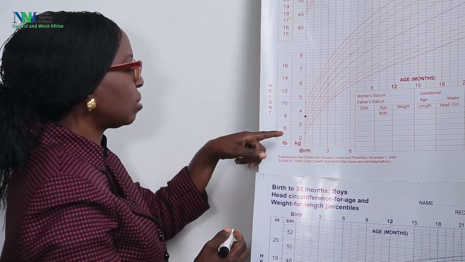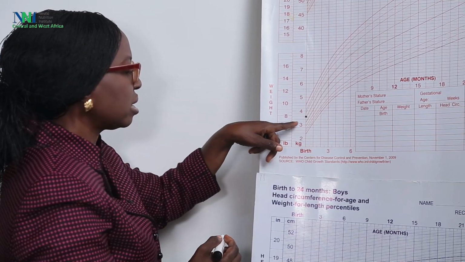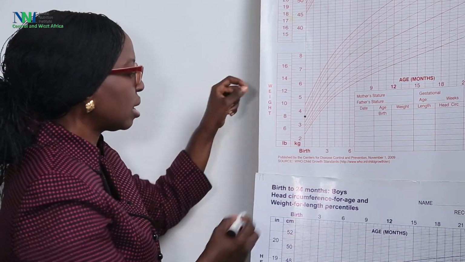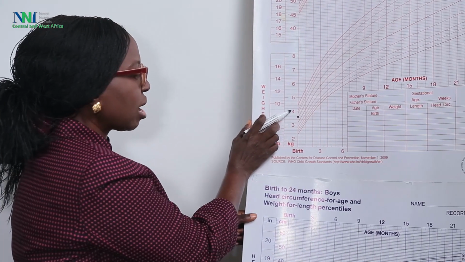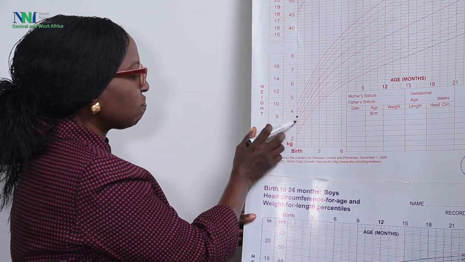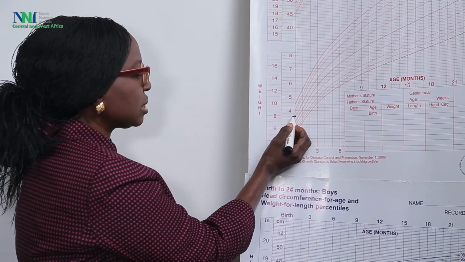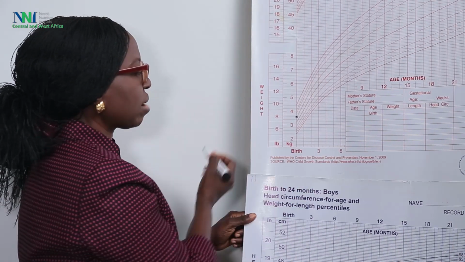Please note that on this vertical axis, each line represents 200 grams, because this is 3 kilograms, this is 4 kilograms. That means each of these 5 lines will represent 200 grams, and 3.6 kilograms will be right here.